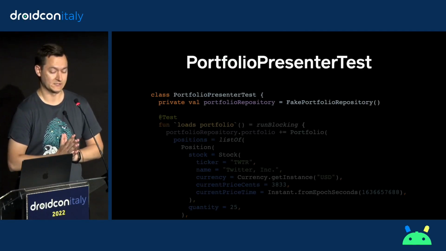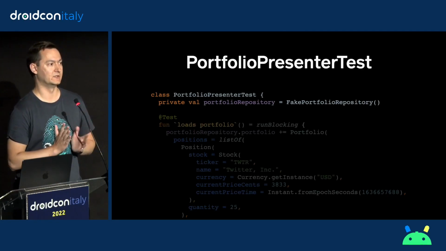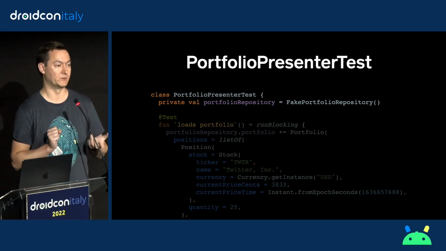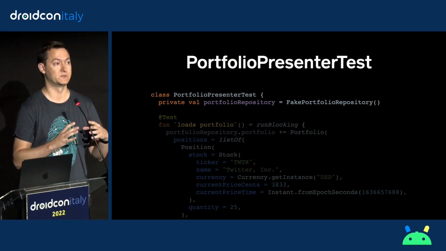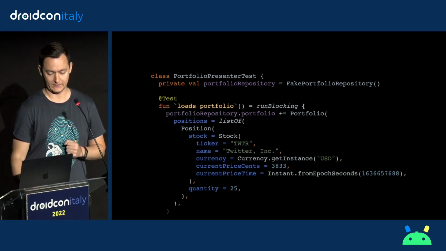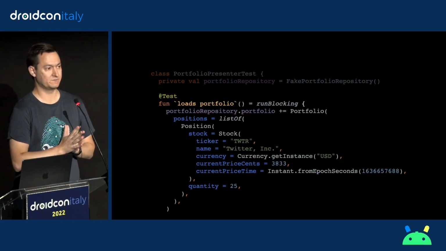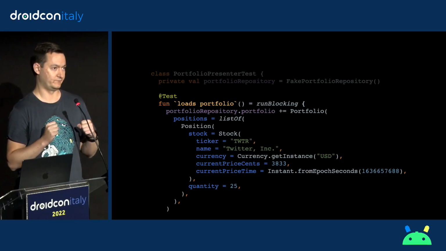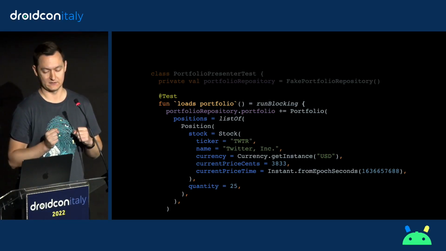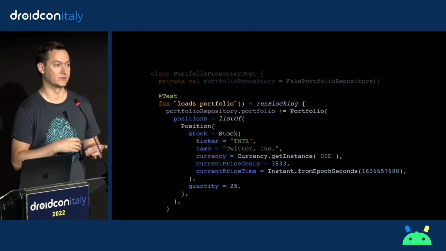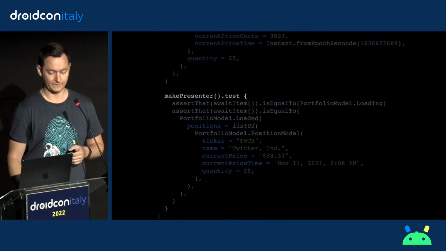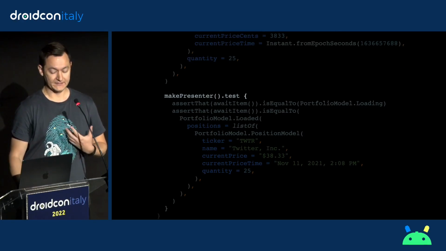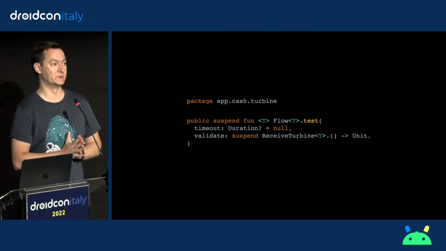So how do we test this? Very similar to the portfolio repository test, we're going to fake out our repository, because again, we're just testing our presenter. That's important. We're going to write our test. So again, similarly to what we saw before, we're going to use a test portfolio, put it into our fake repository, and then we will create our presenter and use the test function. And test also comes from Turbine.